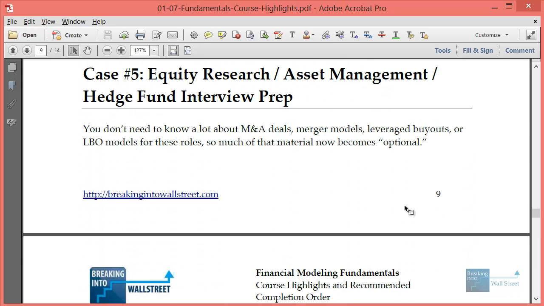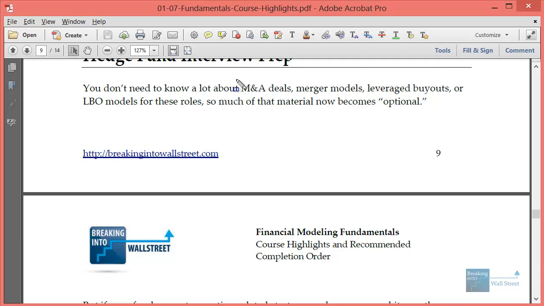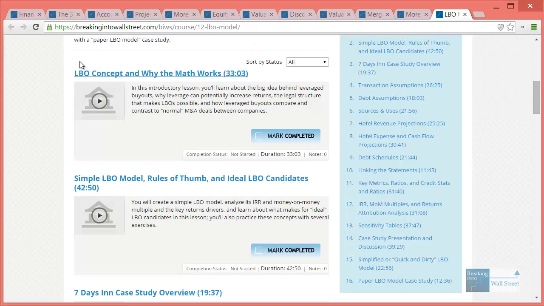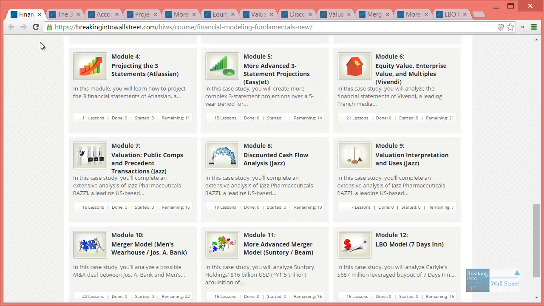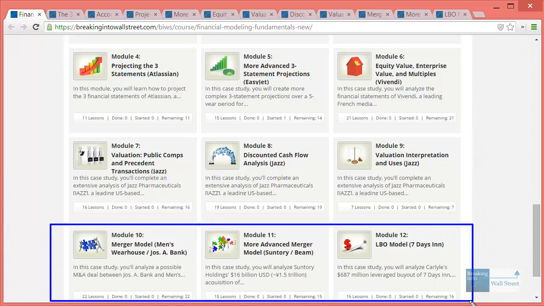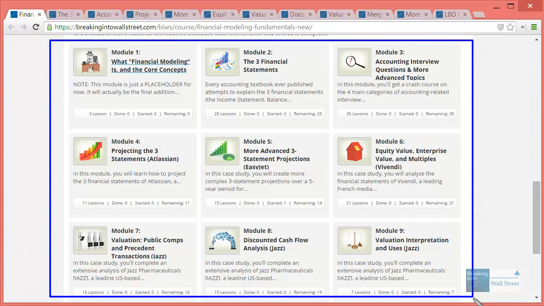Now let's move into equity research, asset management, and hedge funds. The key difference with these roles is that you don't need to know that much about M&A deals, merger models, leveraged buyouts, or LBO models. So if you go back to the course on the site, the last segment of modules here, all these, and then the more advanced LBO model below this one, these just become a lot less relevant for these types of roles. And so the ones up at the top are probably the ones you want to focus on.